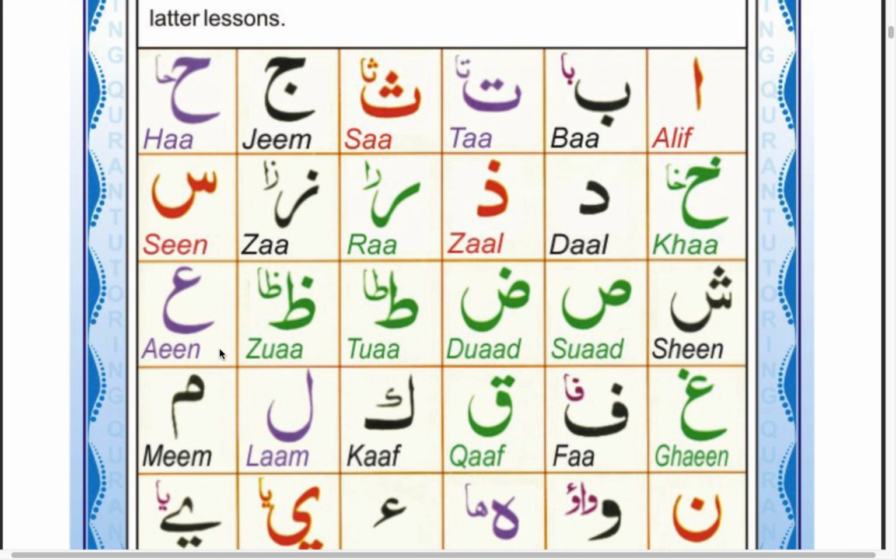So now the next alphabet is Ghain. Ghain will be pronounced by the upper end of our throat. Ghain. Fa. Qaf. Qaf will be pronounced boldly.